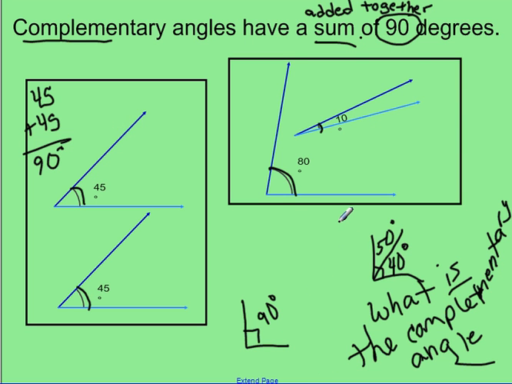Make sure you're writing all of this down. Draw, label your pictures nicely with the degree measurements. I will be checking for that in class tomorrow. Okay, so those are pretty basic. Let's move on to another one.